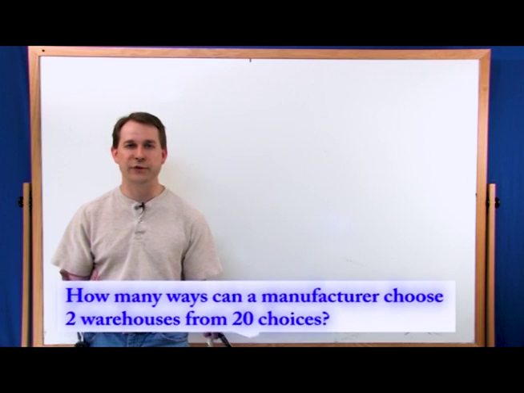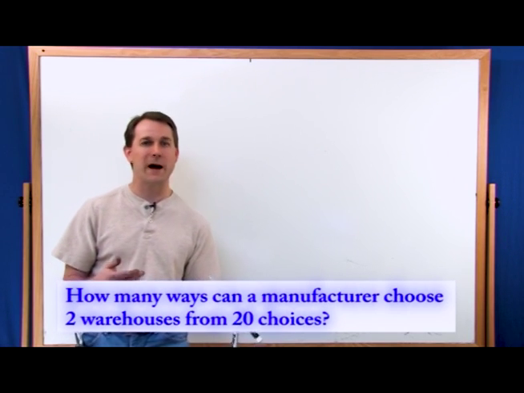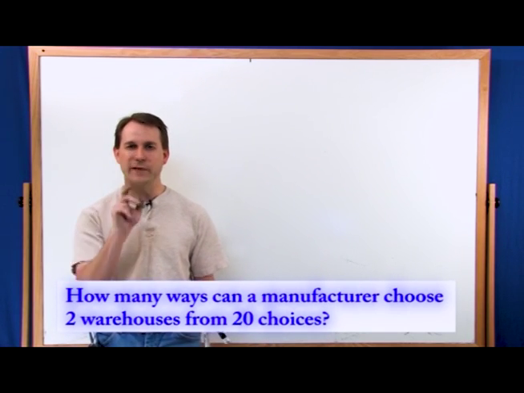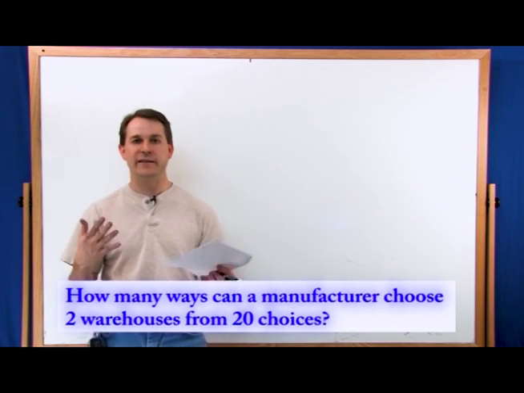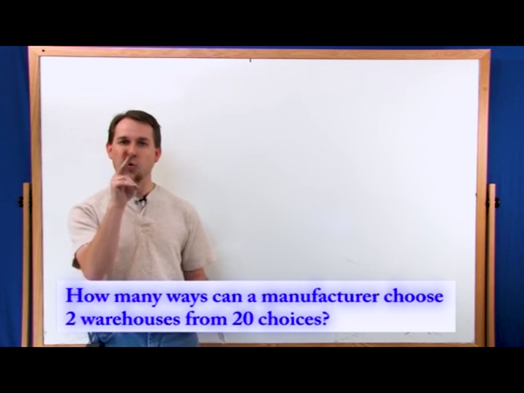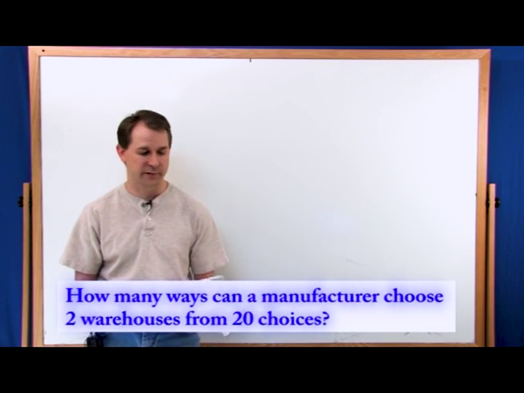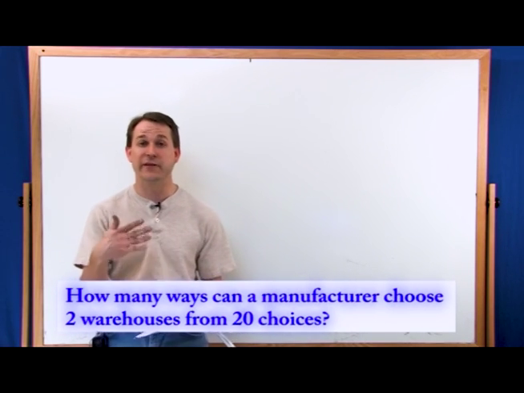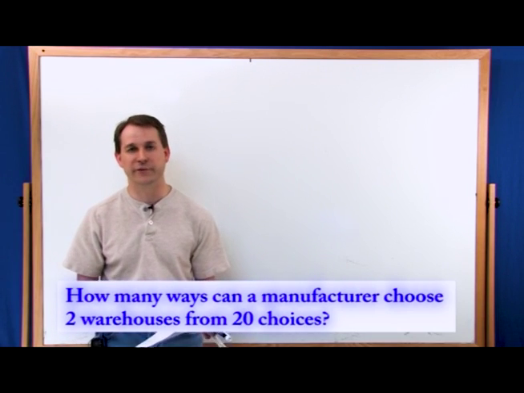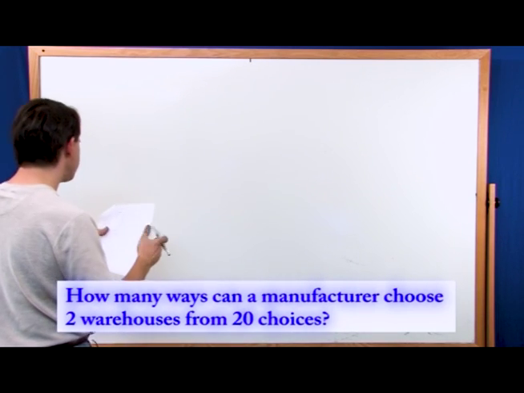It doesn't matter if you choose the one on Palm Street first or Poplar Street first, as long as those 2 things are paired together, that is a valid choice. And flipping the order of the 2 warehouses that you pick doesn't affect anything. So it's a problem in combinations, okay? Once you know it's a problem in combinations, the order doesn't matter. It's a simple matter of just calculating the answer, okay?